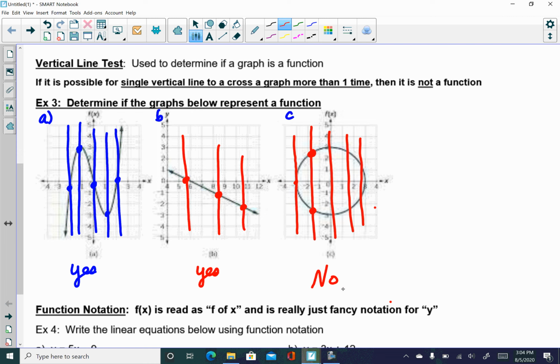Okay, so that's the idea with the vertical line test. If you can draw a single line anywhere on that graph and it passes through more than 1 point, then no, it is not a function.